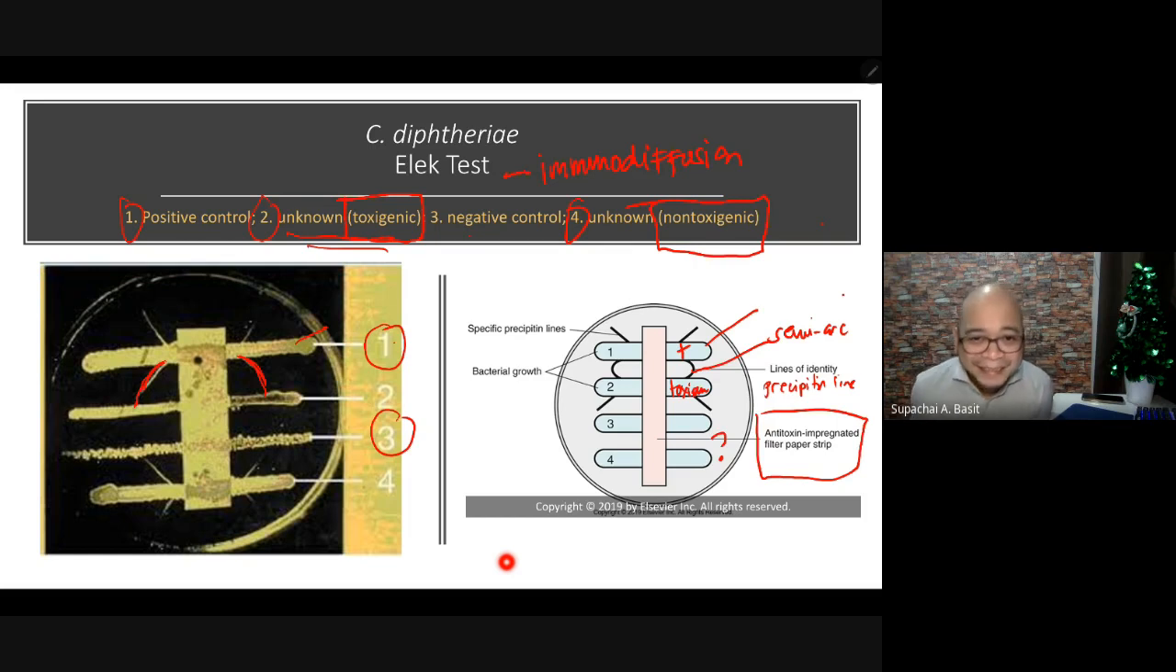So the ELEK test is actually much simpler as compared to the animal inoculation test. So that's the reason why it's actually being done more in the laboratory as compared to the animal inoculation test. But again, the gold standard is still PCR. So simply look for the presence of the toxin, but not all laboratories would be capable of doing such.